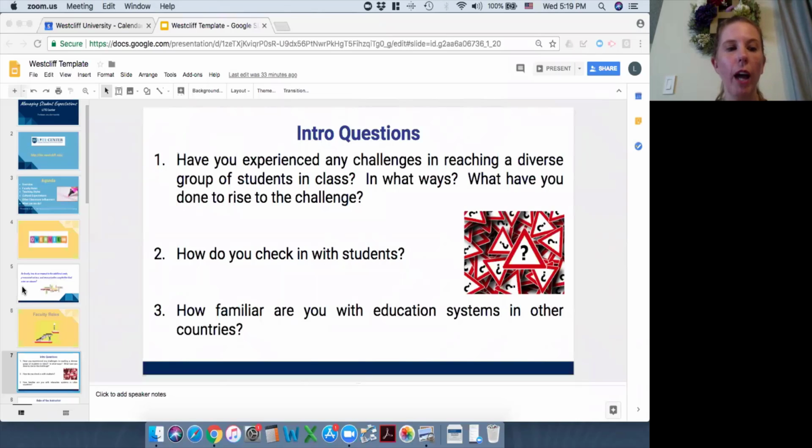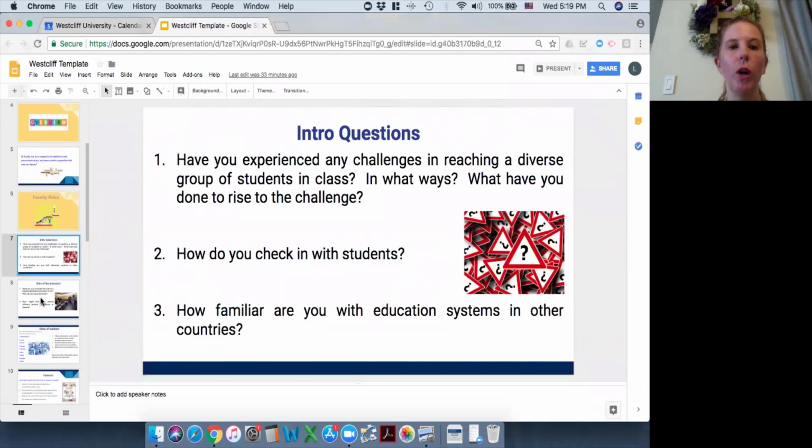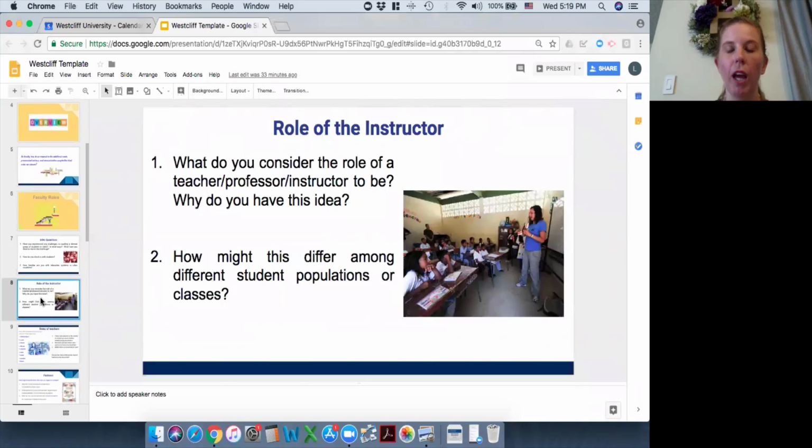So let's go ahead and move into the role of the instructor. What we want to think about is, what do you consider the role of the instructor? In this category, we'll use professor. What do you consider that role to be, and why do you have that idea?